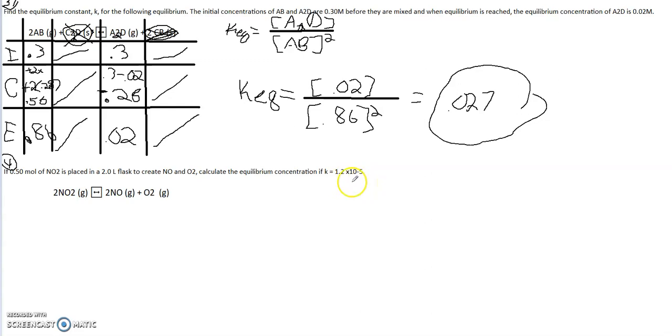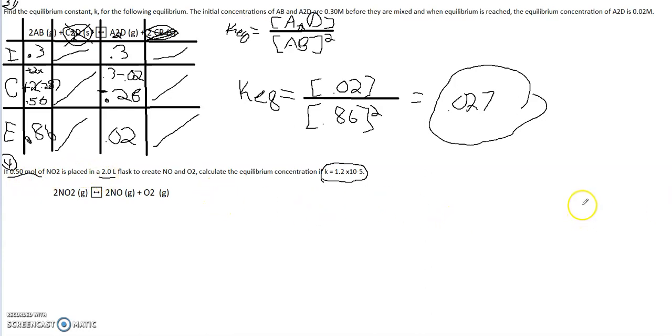So right off the bat, it tells you what KEQ is. It gives you KEQ. It does not give you any initial concentrations directly. What it does give you is how many moles here in how many liters. So you need to figure out your initial concentration of NO2 using molarity. So there are 0.5 moles in 2 liters.